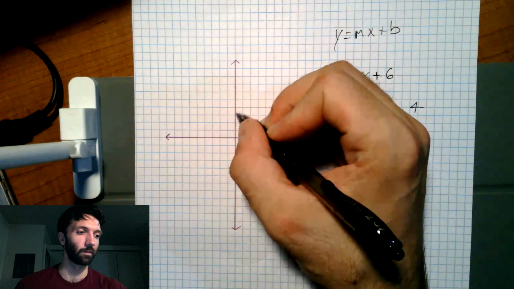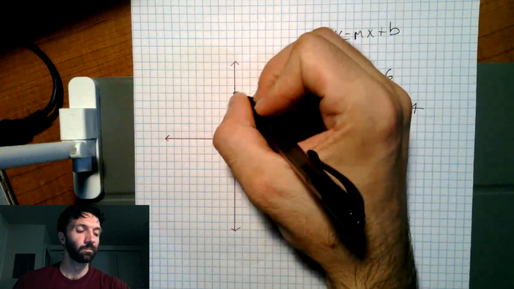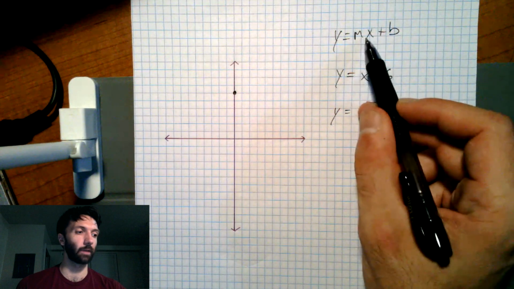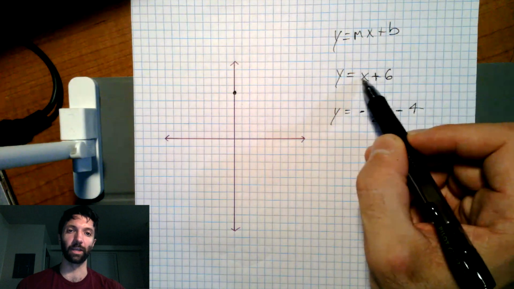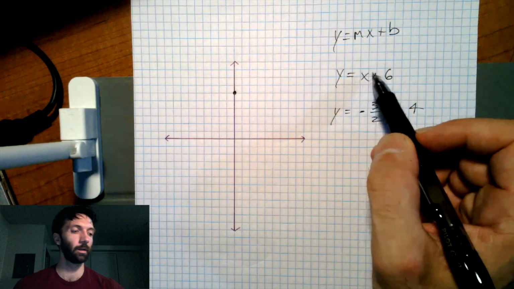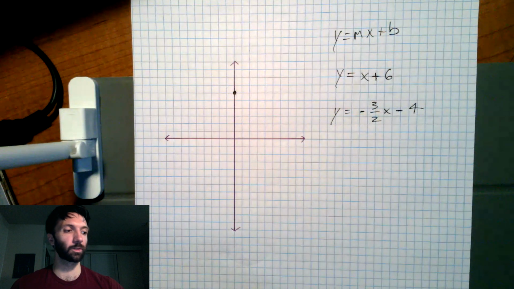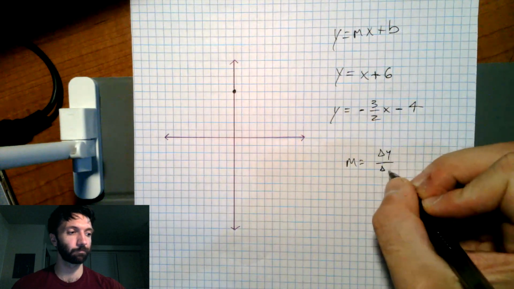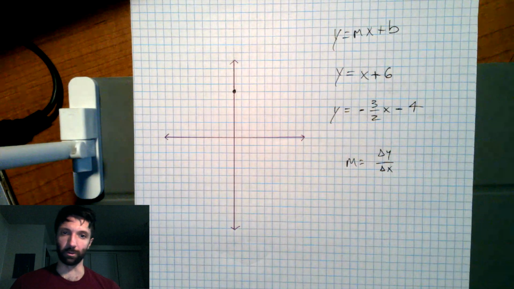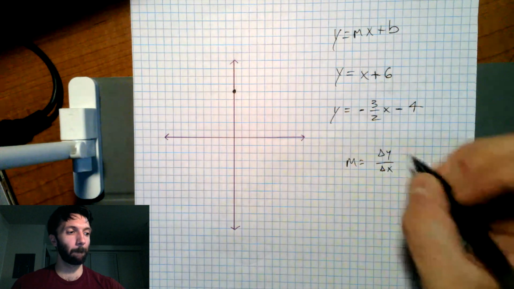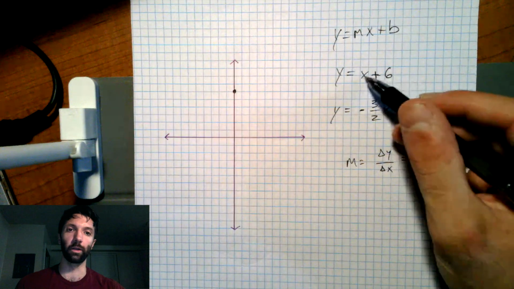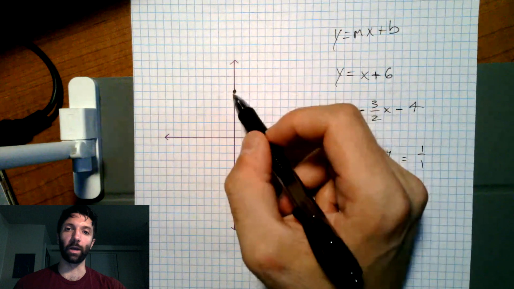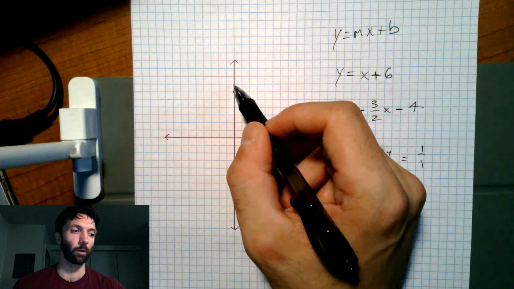1, 2, 3, 4, 5, 6. And then I know the slope is going to be the coefficient of x, and the coefficient of x in this case is just 1, right? This is just a 1x. And so remember, slope is change in y over change in x, also known as rise over run to some of us. And since the slope is just 1, well, 1 as a fraction is 1 over 1. And so from my y-intercept, I'm just going to go up 1 and over 1.